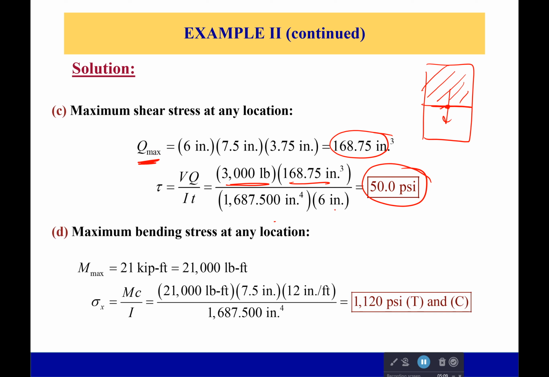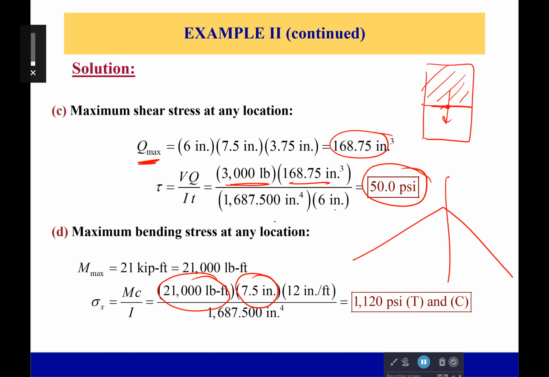Last thing, what's our maximum bending stress at any particular location? Well, our maximum bending stress is going to be where we have our maximum bending moment. That's going to happen right at the center of my beam. And then the maximum normal bending stress would happen at the surface, so either the top or the bottom. So 7.5 inches, we're just choosing the top arbitrarily. And then we divide by our moment of inertia.